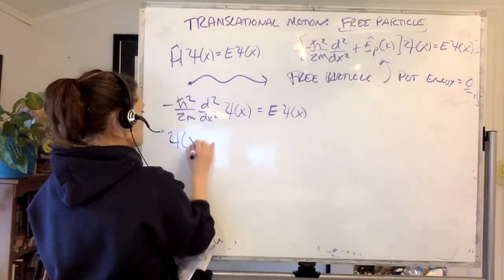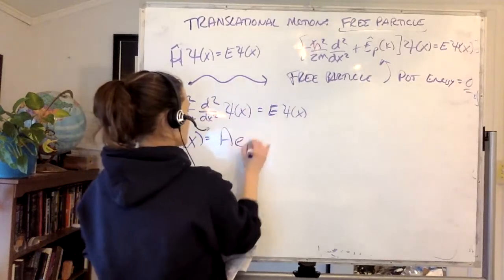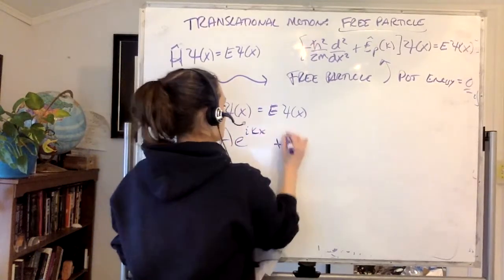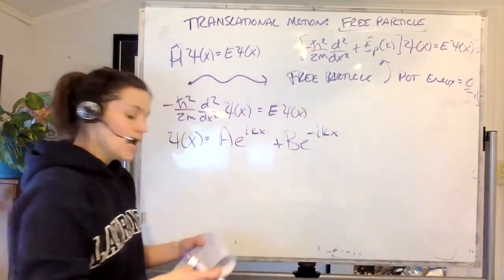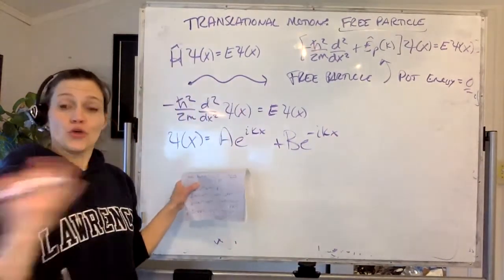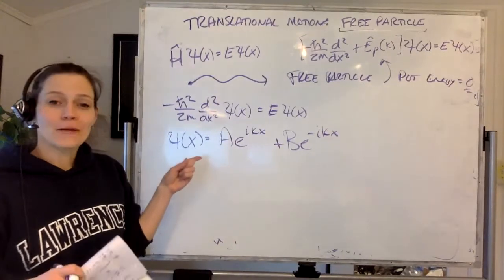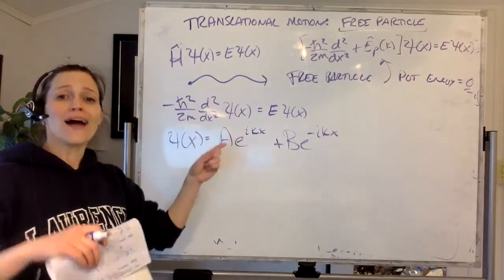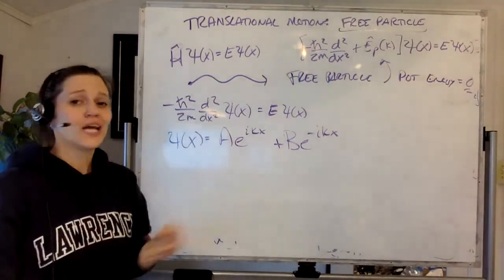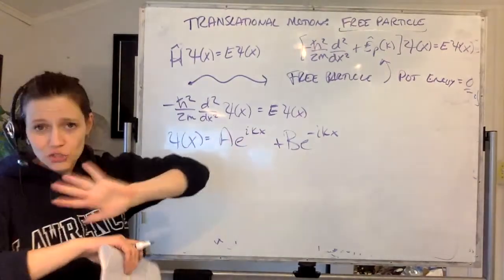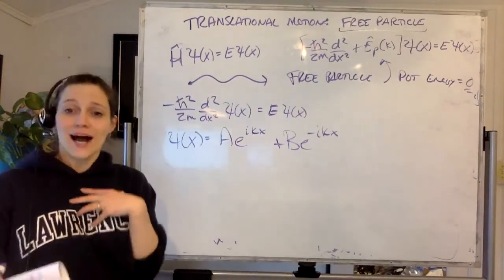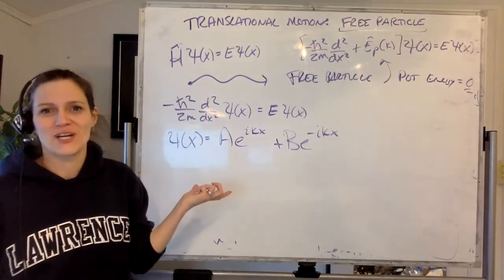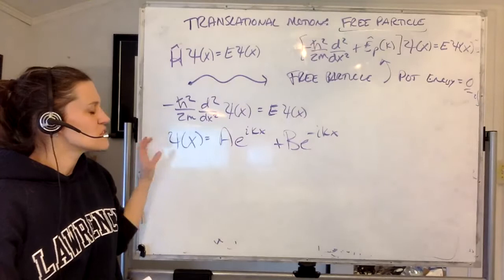So psi of x is equal to A e to the ikx plus B e to the minus ikx. How would you know that? You would not. I'm not expecting you to watch this lecture and say, oh yeah, that makes perfect sense, of course that would be the one. You would have no idea. But if it makes you feel any better, I would have no idea either when I first started working on this material.